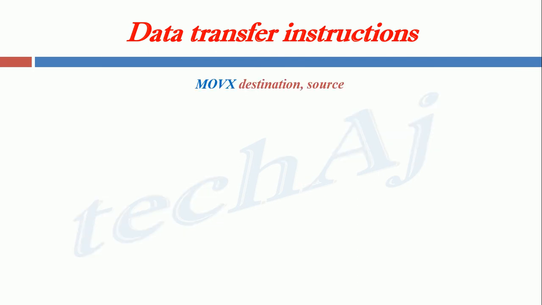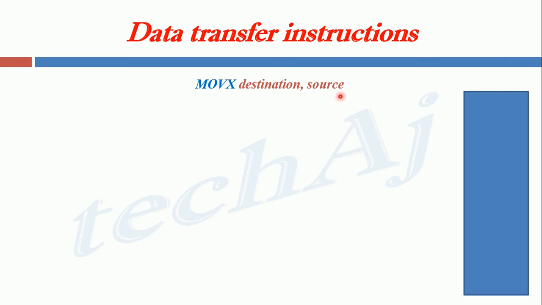Next data transfer instruction is MOVX. In this instruction, X indicates that this instruction is related to the data transfer of external memory. This instruction also has two operands, destination operand and source operand. We know that 8051 can have an external memory of 64 kilobytes, which has the address range from 0000h to FFFFh.